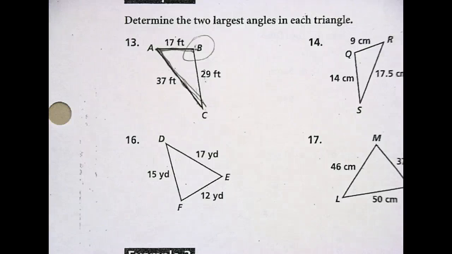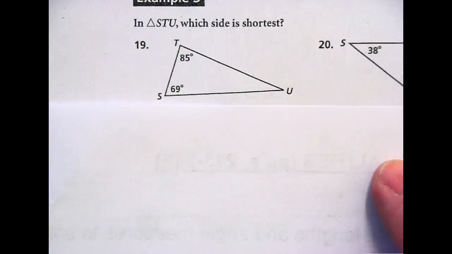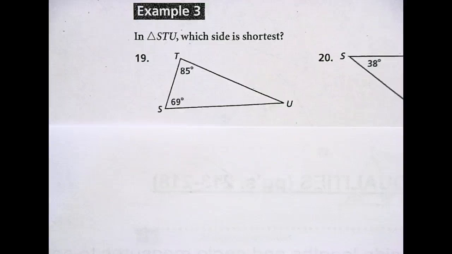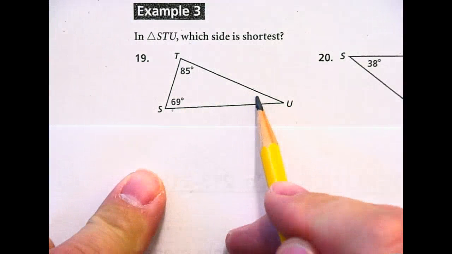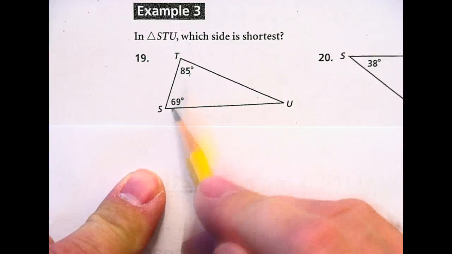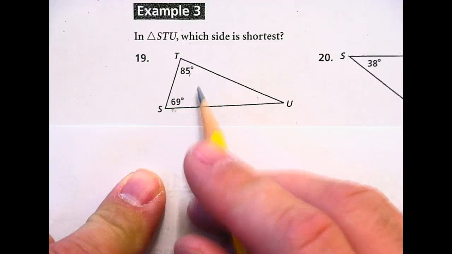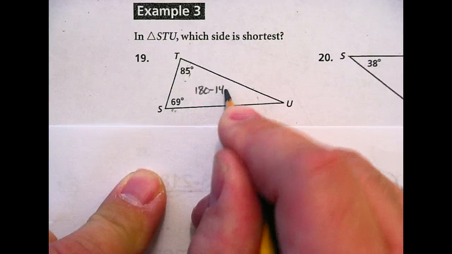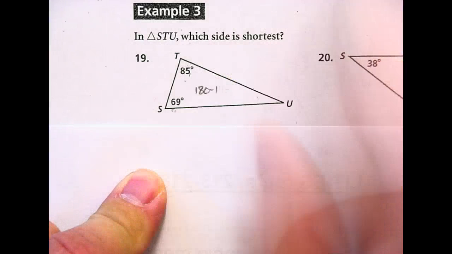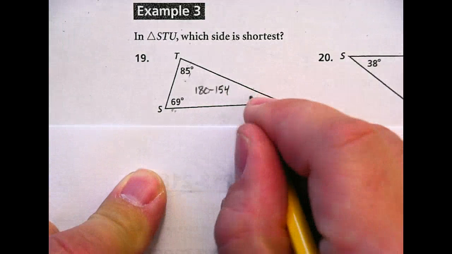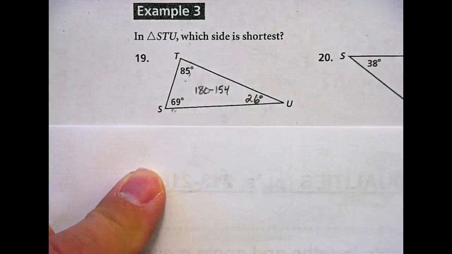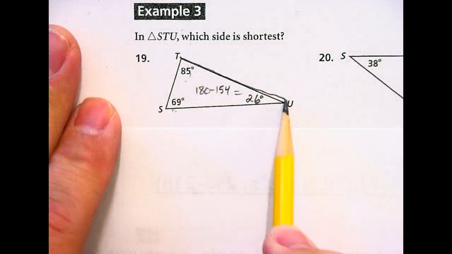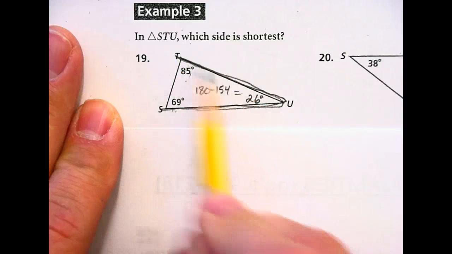All right, I want you to take a look at number 19. Give number 19 a go. Which side is the shortest? Okay, so the shortest side, well, it'd be nice to know this angle first. Triangle angle sum theorem, 85 and 69. That's 154. Is that right? Yep. And if I subtract 154 from 180, that's going to give me a total of 26, I believe. Is that correct? Okay. So the shortest side is opposite the smallest angle. The 26 happens to be my smallest angle. I trace that. The side I didn't trace is the one opposite.